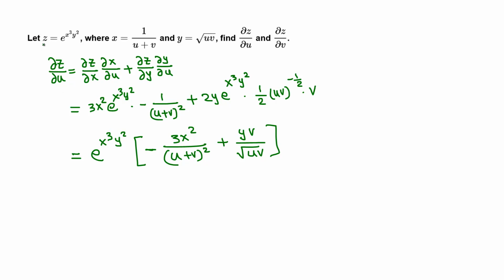Here is the function given. G is a function of x and y, where x is a function of u and v, and y is a function of u and v. So eventually g depends on u and v, and the question asks us to find the partial derivative of g with respect to u and the partial of g with respect to v.